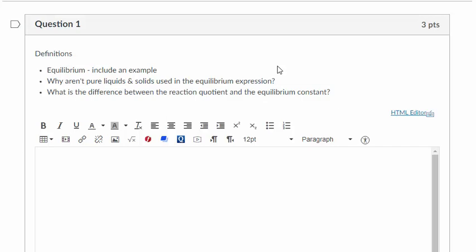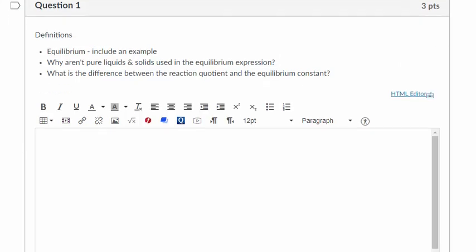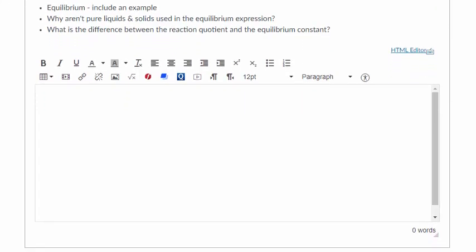Show me how there is a reversible reaction, how they're both occurring at the same rate, and give me a collegiate definition. Why aren't pure liquids and solids used in the equilibrium expression? Explain to me why a liquid and a solid's concentrations are not used.